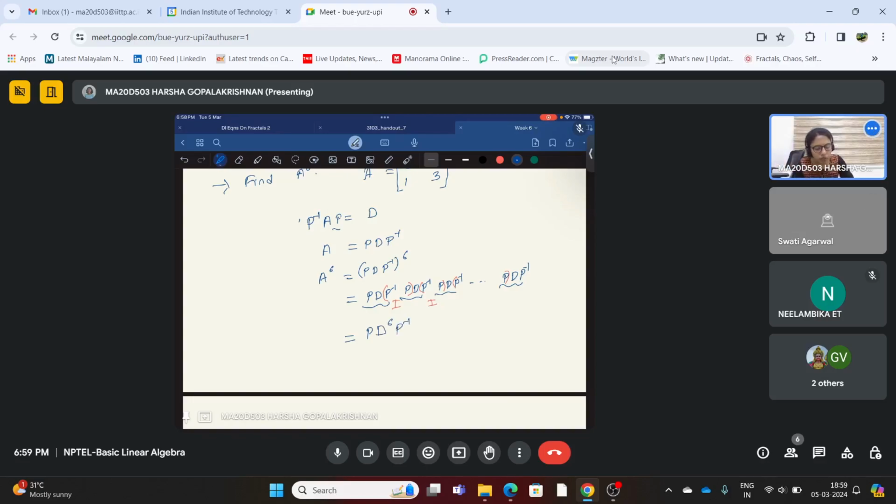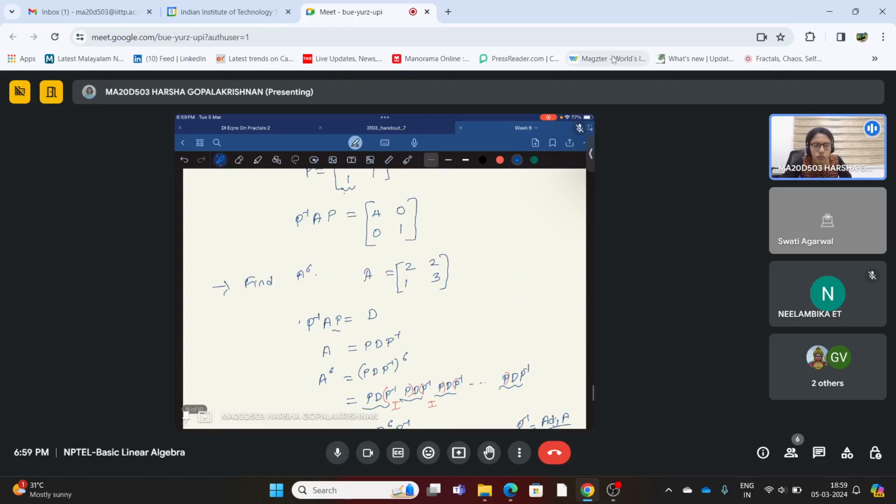So we already know what P is, and we need to find the P inverse. What is the P inverse formula? Adjoint of P by determinant of P. It's easy to verify. So find the P inverse. What will be D power 6? D is 4, 0, 0, 1. Then what will be D power 6?